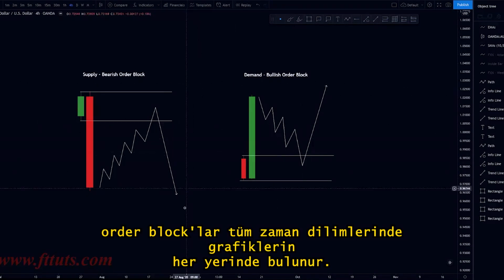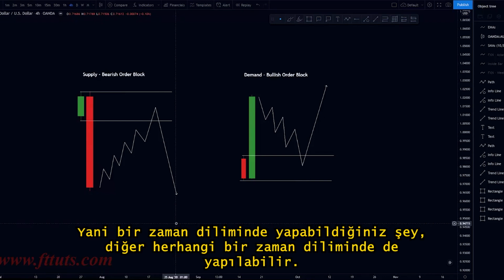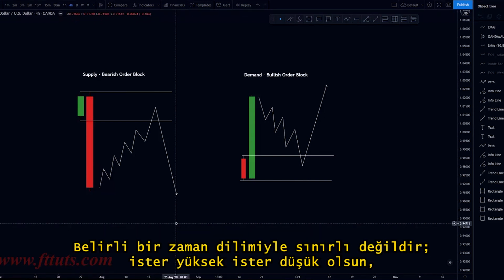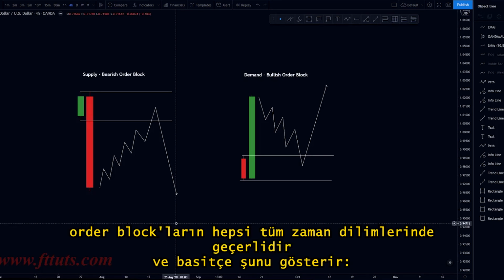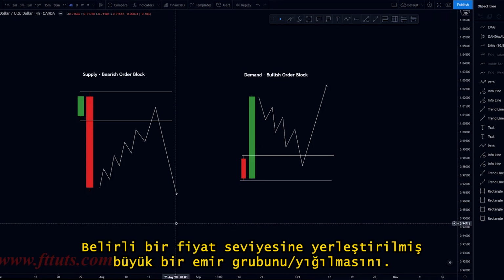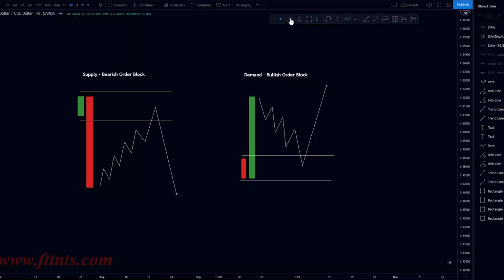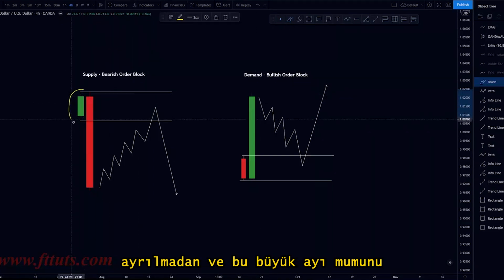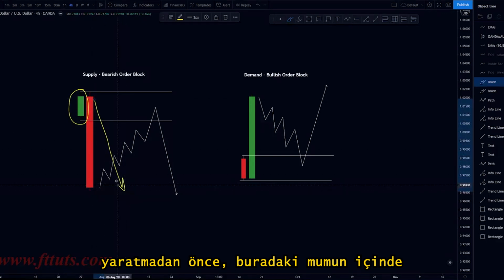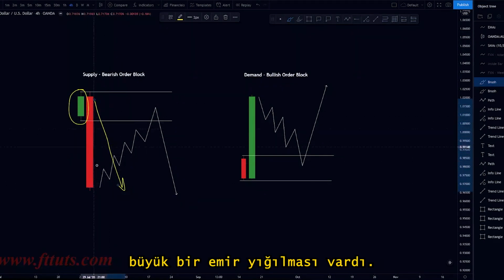Now, in general, order blocks are found all over the charts on all time frames. So what you can do on one time frame can be done on any other time frame. It's not limited to a specific time frame, whether it's higher or lower. Order blocks are all valid on all time frames, and it simply indicates a large grouping of orders being placed at a specific price level. So in this example of a supply area, there was a large stacking of orders within this candle here before price impulsively left, creating this big bearish candle.